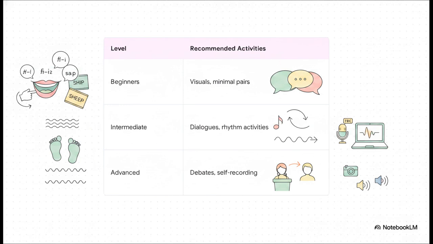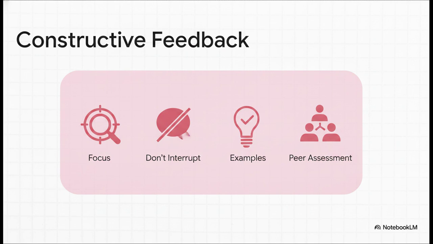But honestly, no matter what level you're teaching, how you handle errors is critical. Constructive feedback is key. You absolutely cannot interrupt a student after every single mistake. It completely shatters their confidence and ruins the natural flow of their speech. Instead, you need to focus strictly on errors that affect communication, the ones that actually hurt intelligibility. Give them clear examples of how to improve, and as they advance, implement peer assessment. Having students evaluate each other on specific criteria like word stress builds such a supportive, analytical classroom environment.